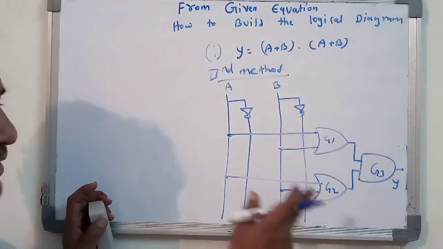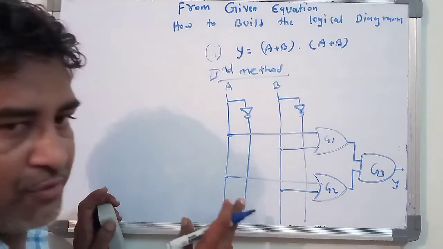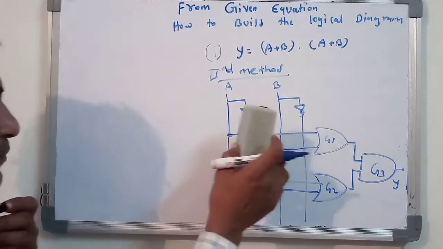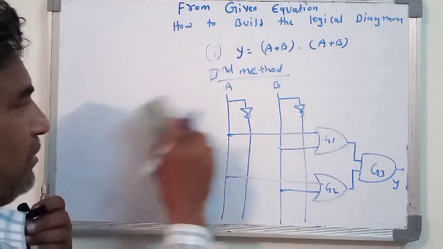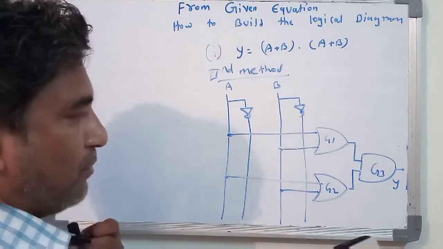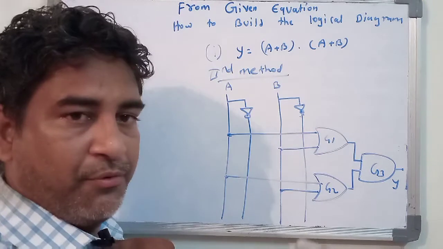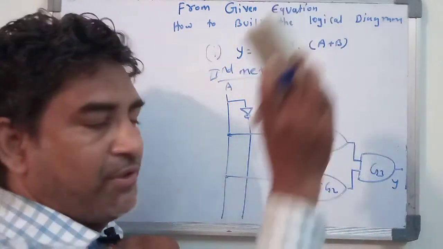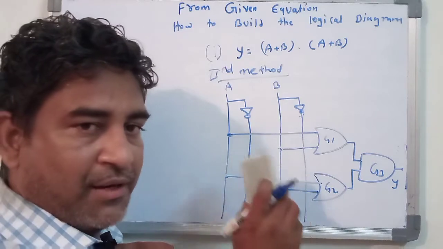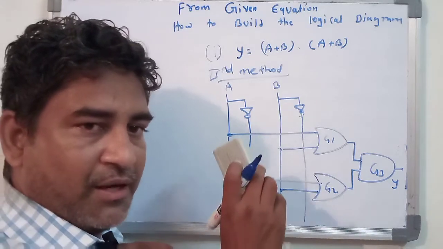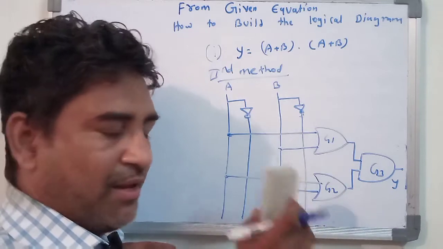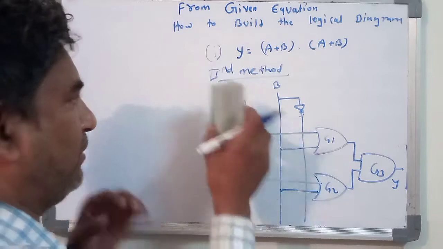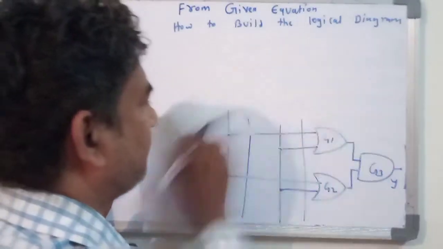Okay, so this is the second method for drawing the logic diagram. So you may draw the first method or you may draw the second method. No matter, what you have to do is draw the logic diagram. Any equation given to you, either the first method or the second method, you have to apply, and you have to show the logic diagram like this. The next equation I will see.